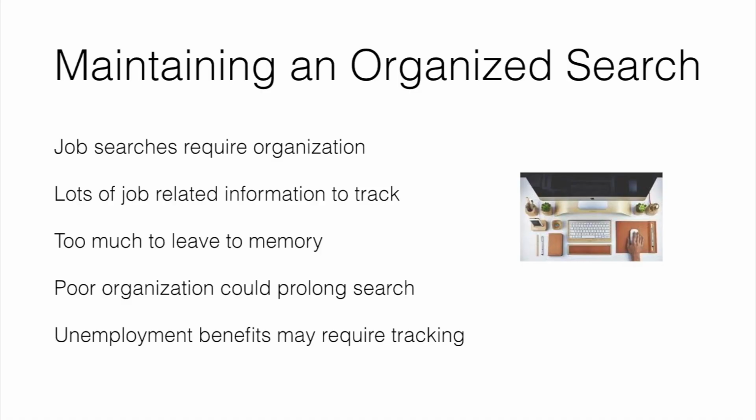Now, job searches require, like I said, a lot of organization, and there's lots of job-related information to track as part of your search. And if you leave too much to memory, chances are you're probably going to miss something that you needed to track properly. And if you're not organized properly, just poor organization can prolong your search. Sometimes you might miss out on opportunities because you didn't properly organize and plan the information that you had out. And in some cases, for unemployment benefits, tracking the work related to a job search may be required.